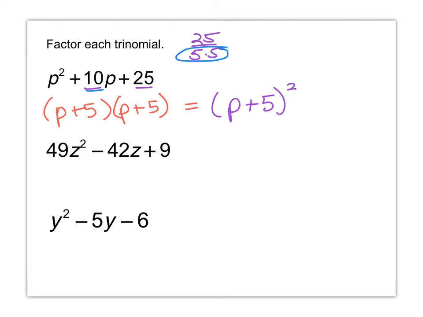This is an example of a perfect square trinomial. The first term is a perfect square, the last term is a perfect square, and that middle term is twice the product of the first and last before you square it.